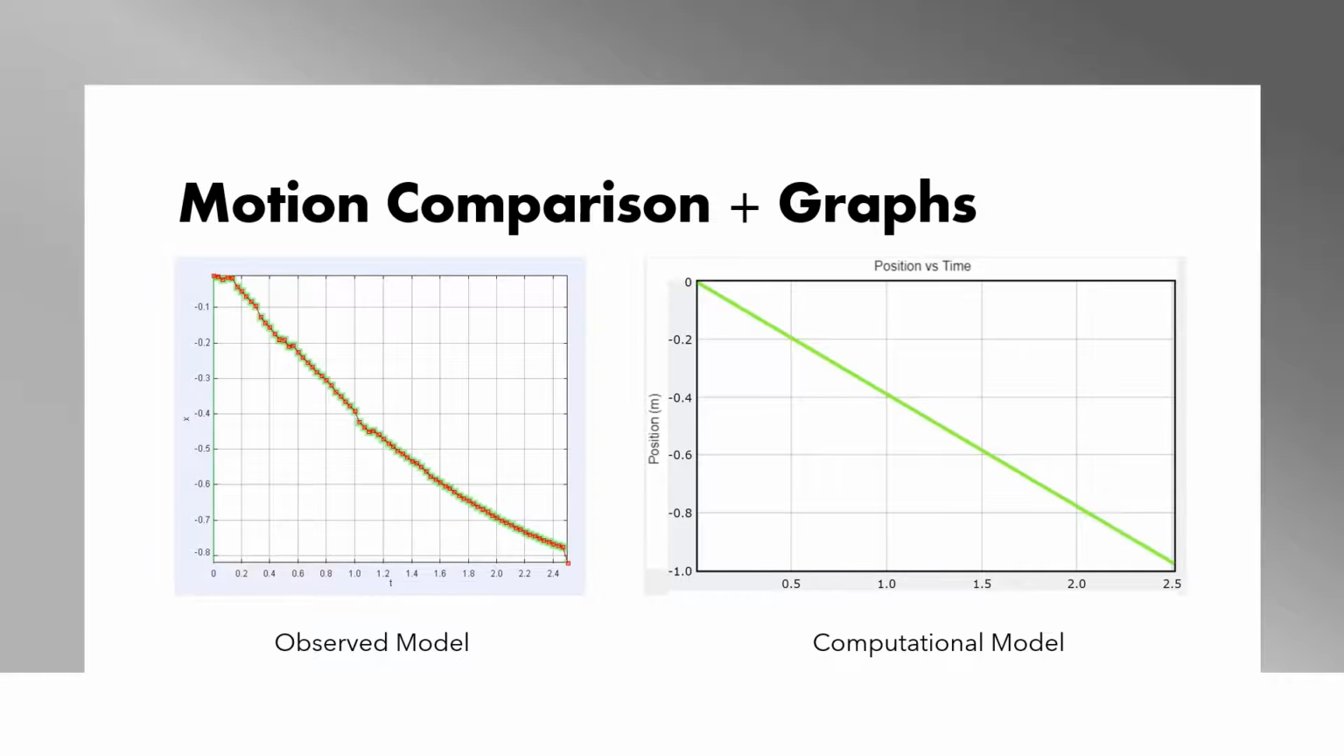Now we can compare the two graphs of how these two models compare. First off, we have a real world model, and then we have our computational model. As you can see at the beginning, they are very similar. It's pretty much a straight line. Towards the end, you can see that the observed model, which is the real world model, tapers off at the end. Why is this the case?